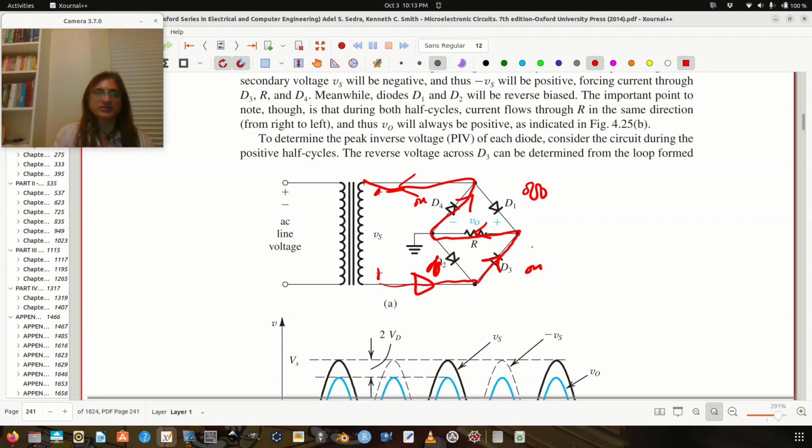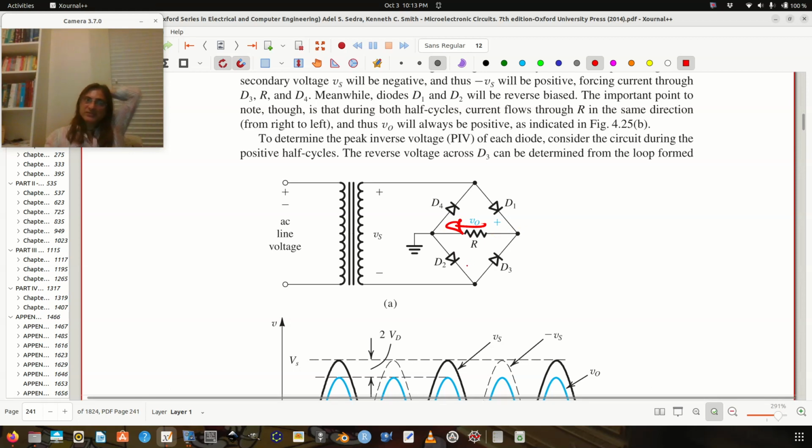What we notice is, in both cases, the direction of the current through the load resistor was in this direction, from right to left. That means the output voltage is rectified. It's always non-negative, it's never negative. So that's one thing we see.